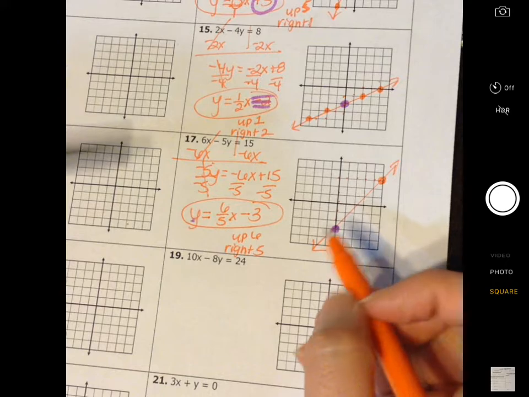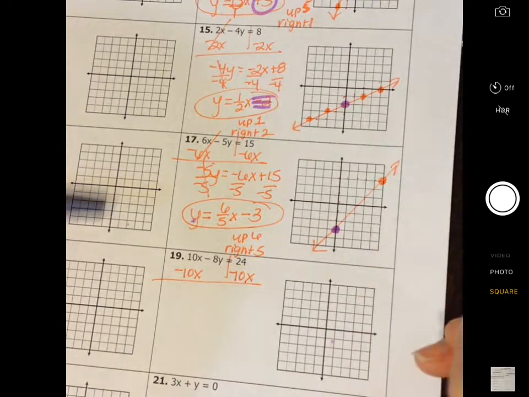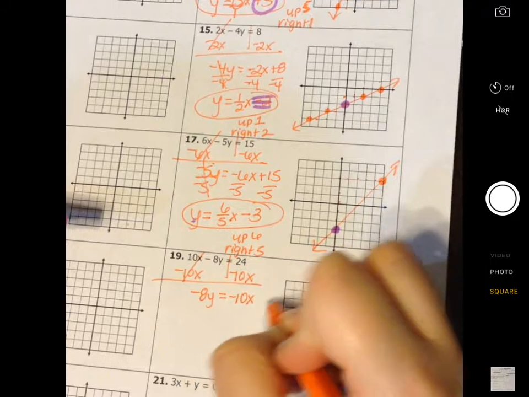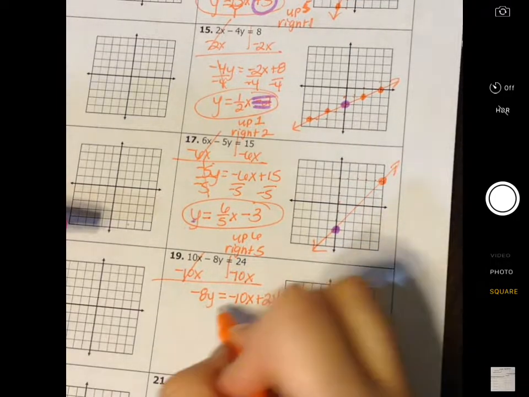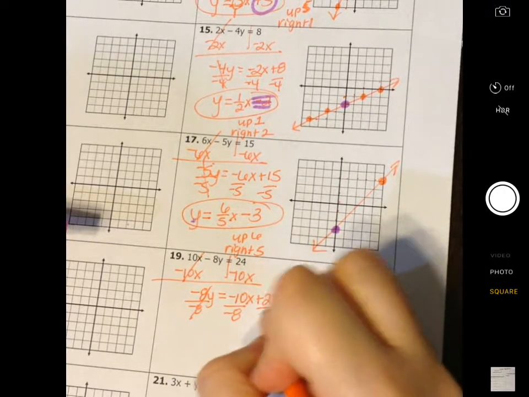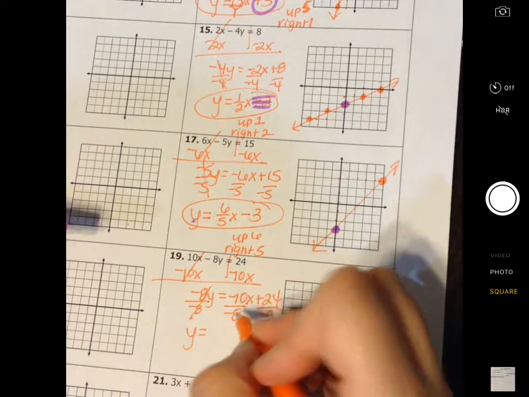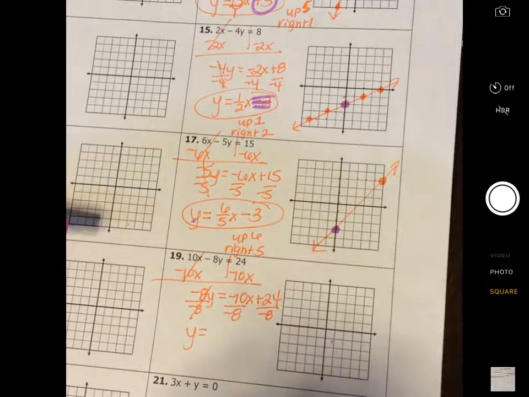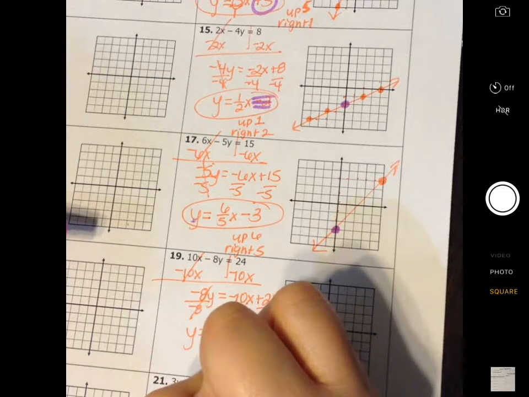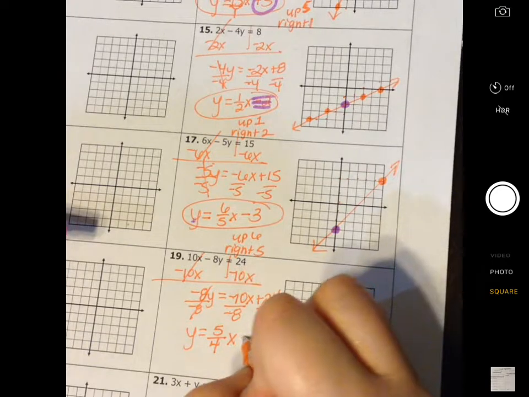Let's go to the next one. Subtract 10x. Negative 8y equals negative 10x plus 24. We would then divide by a negative 8. Left with y equals a positive, remember improper, so I'm just going to simplify and make it a smaller improper. So this would be negative 5 over 4x. Negative and negative makes it a positive, and then this would be minus 3.